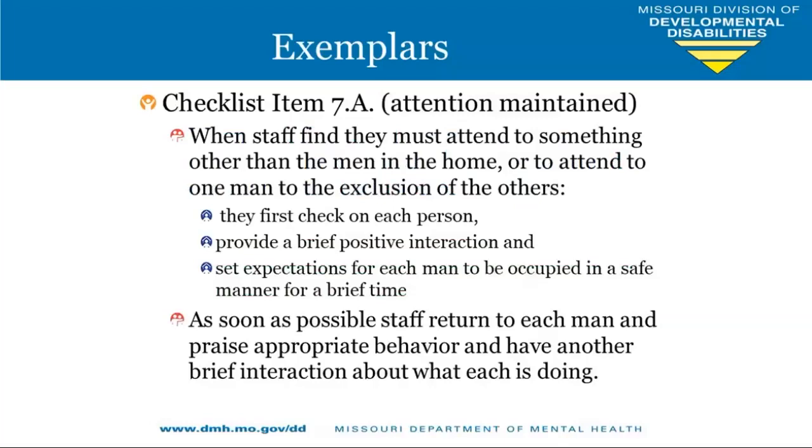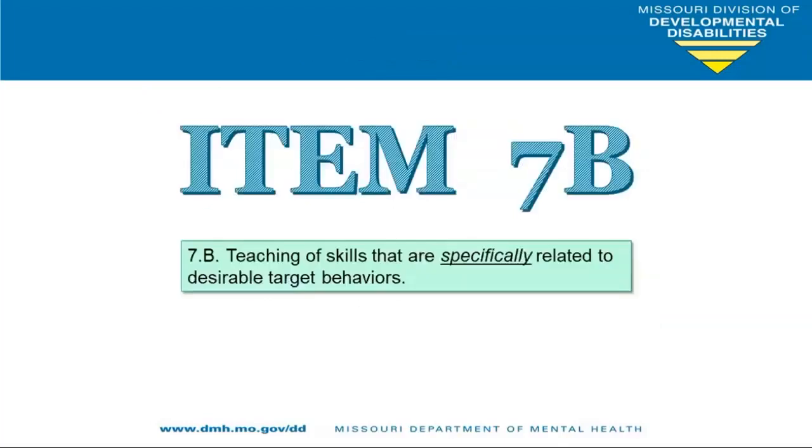Okay, so let's go to 7B. If you remember, 7 is 2, 7A and 7B. Now we've talked about proactive, preventative. Now we're talking about what you are going to teach the person. So let's look at something that's not that.